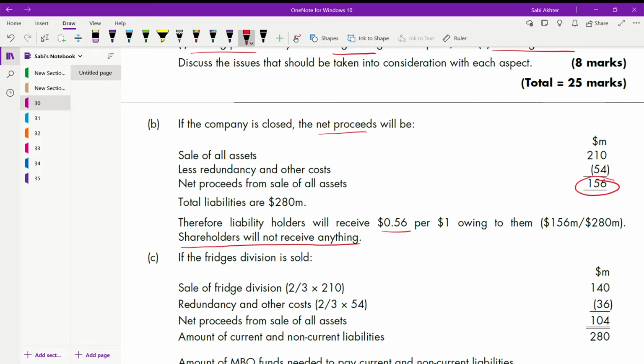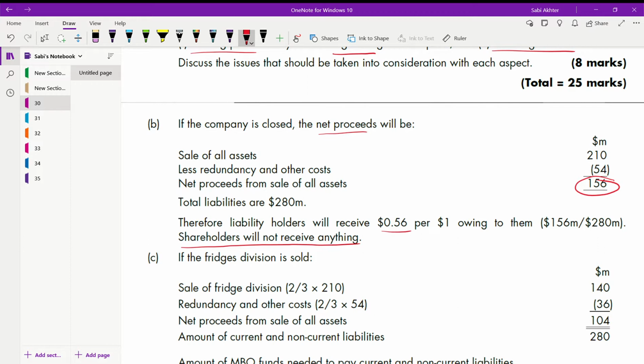Because when you see that hierarchy, you should know that hierarchy. When a company liquidates, who is going to receive first? Your liability holders over the shareholders. Liability holders will be paid first. After they are paid all their due amounts, then the remaining will be paid to the shareholders. But if nothing is remaining, then shareholders will not receive anything.